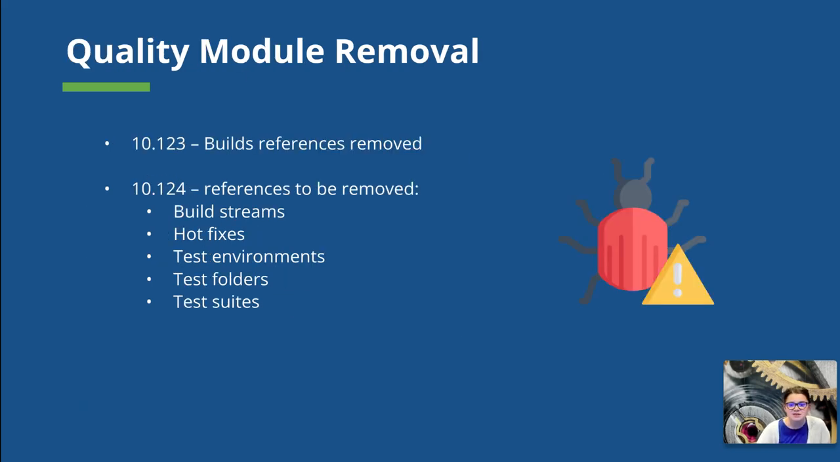Over the last few releases, Atlassian has been removing the pages that make up the quality module. This continues in this release by cleaning up the code base and removing all references to and links to builds. And this will continue in the next release, version 10.124, where references to build streams, hotfixes, test environments, test folders, and test suites will be removed.